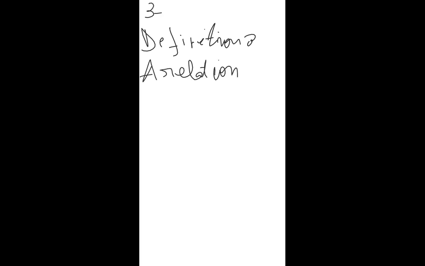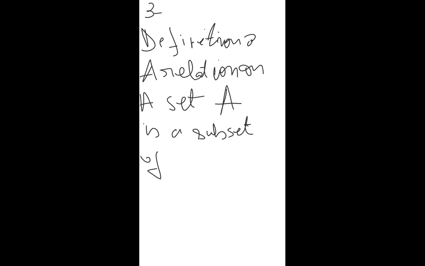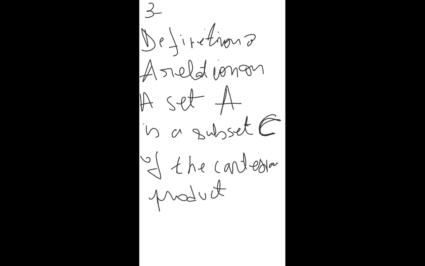So next we have relations, and we define what a relation is. A relation on a set A is a subset of the Cartesian product. Let's denote the subset C of the Cartesian product A times A.